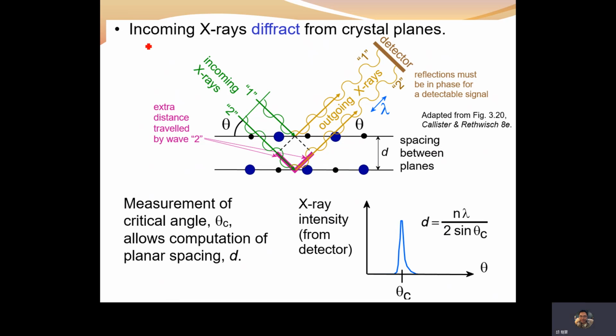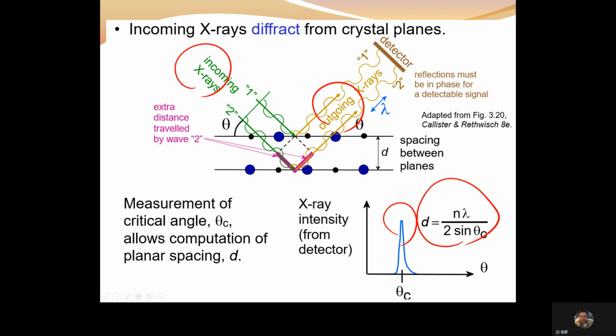Okay, if the incoming X-ray and the diffracted outgoing X-ray are both in phase, we will find a peak at a specific angle. This is the d-spacing. We have a detector right here. As the incoming X-ray hits the surface and reflects, we detect the outgoing, or diffracted, X-ray.